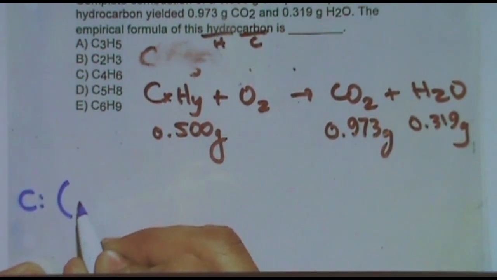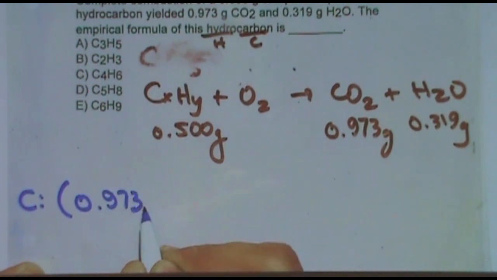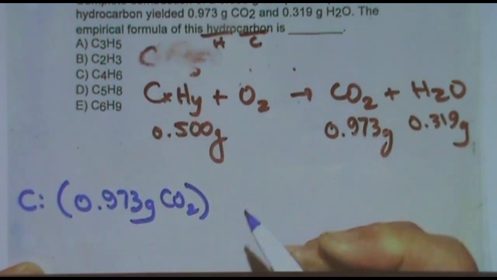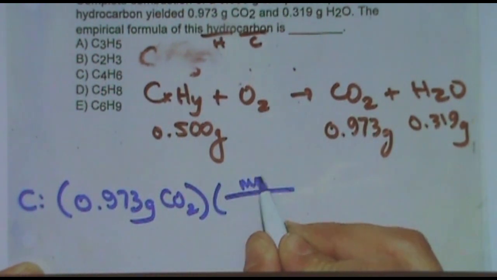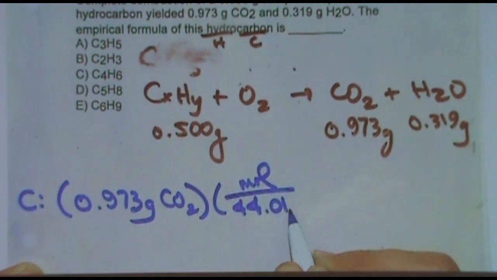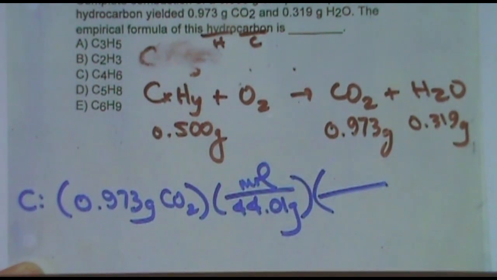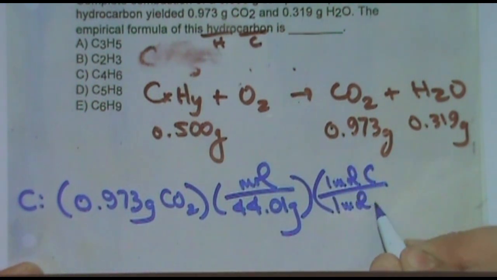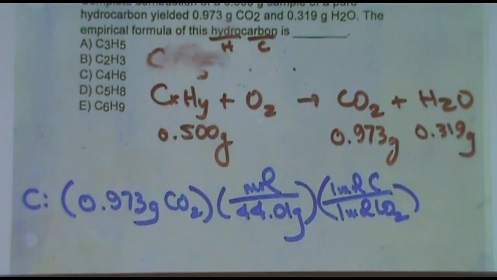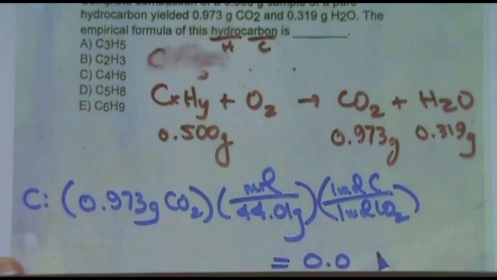For carbon, you need the CO2. You're going to convert this to moles. I happen to know the molar mass. It's 44.01 grams per mole, or you can find it on the periodic table. And then there's 1 mole of carbon for every mole of CO2, or in other words, there's 1 carbon atom in every CO2 molecule. I did this and I got 0.0221, if I'm reading my handwriting correctly.